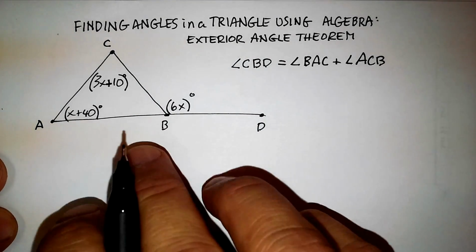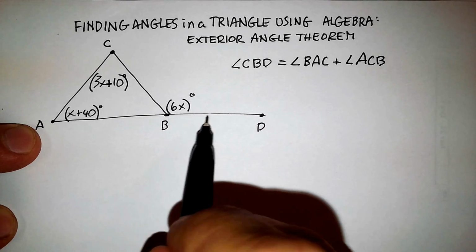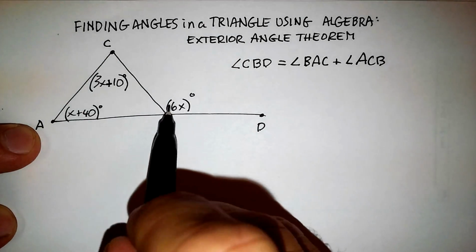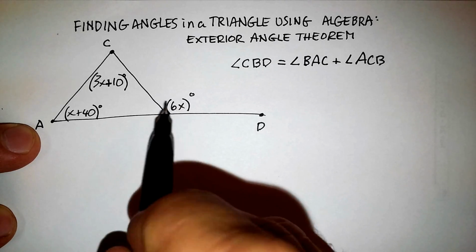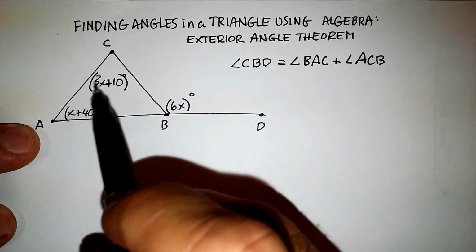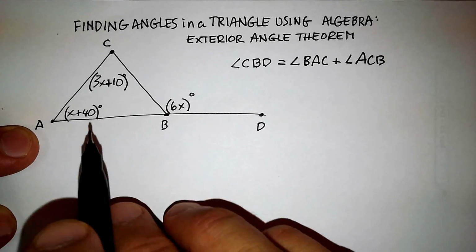And that's true for any of these exterior angles, right? This line needs to be straight, okay? Then you form a triangle here, all right? So this angle would be equal to the sum of these two remote interior angles. If that were true, let's go ahead and see if we can solve this particular problem.